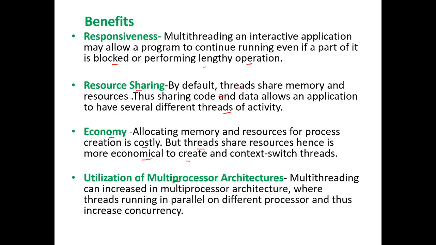The fourth benefit related to multi-threaded architecture is utilization of multiprocessor architecture. Multi-threading can increase in multiprocessor architecture, where threads may be running in parallel on different processors. Due to this, it increases the concurrency of the system.